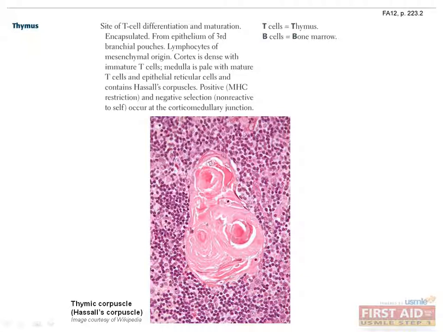Like the lymph node, the thymus also consists of a cortex and a medulla. The cortex houses immature T cells, while the medulla contains mature T cells, M for mature in the medulla, as well as reticular cells and Hassall's corpuscles, which are concentrically arranged dead reticular cells. The corticomedullary junction has particular importance inasmuch as this is the site of positive and negative T cell selection, which we'll discuss later.